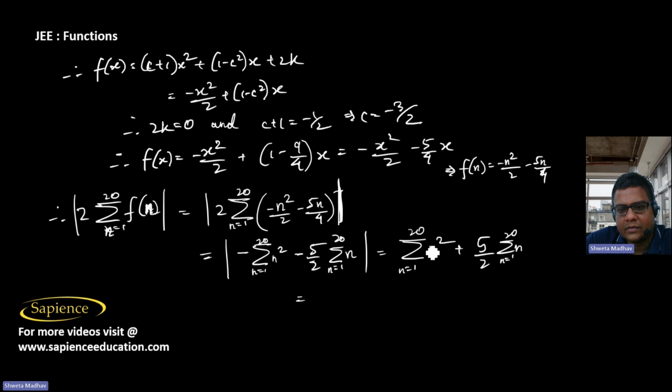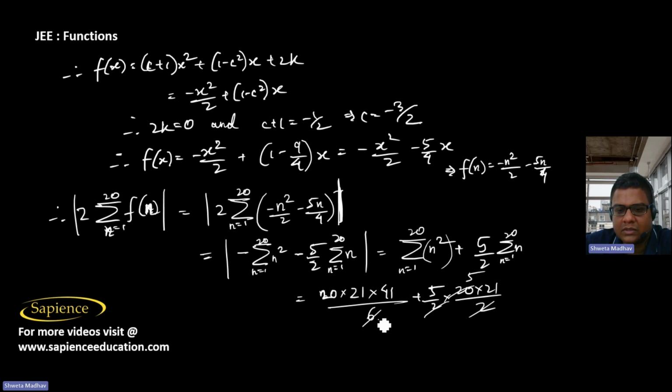So summation n square, as you know, is n into n plus 1 into 2n plus 1 by 6. So this will be 20 into 21 into 2n plus 1, so 40 plus 1, 41 by 6. Then plus 5 by 2 into summation n, this is an AP only, so it is n into n plus 1 by 2, so it is 20 into 21 by 2. This 4 5s are 20. This is 6, 3 2s are 6, 3 7s are 21, 2 10s are 20. So this is 70 into 41 plus 25 into 21.